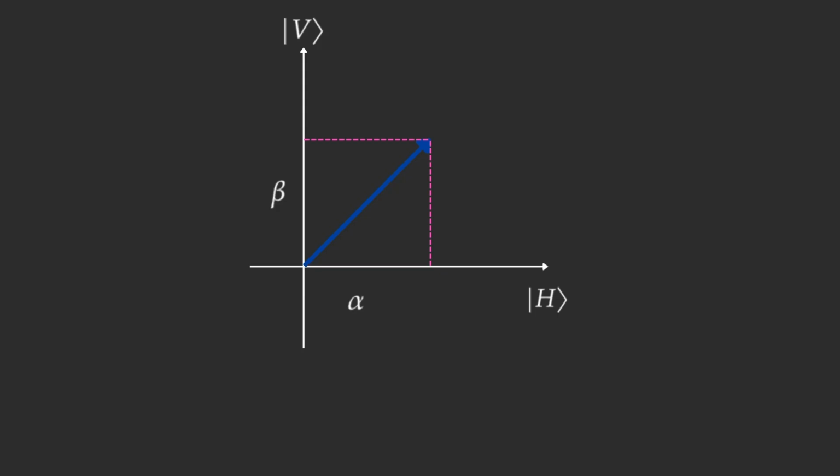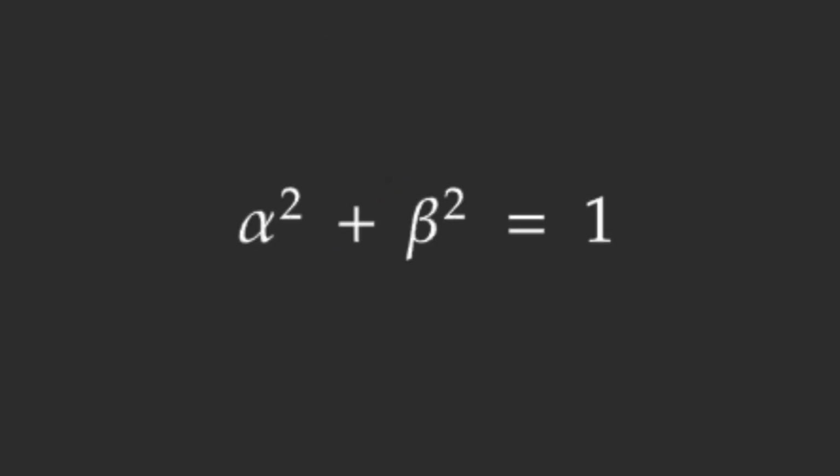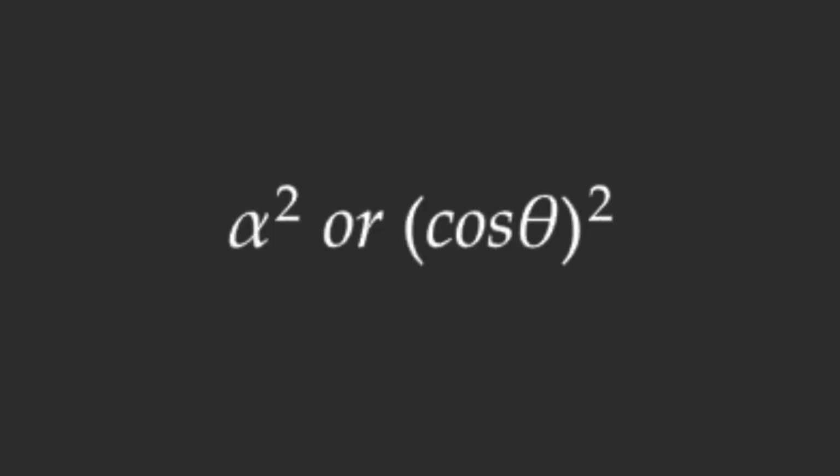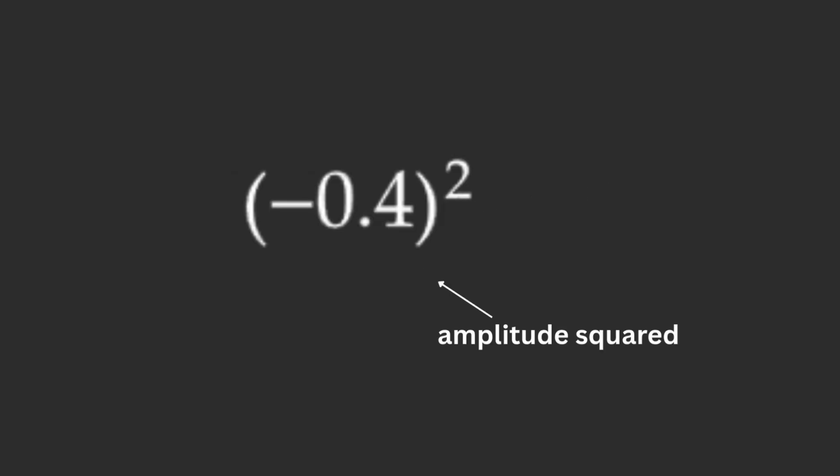In our 2D space, this means the sum of the squares of the horizontal component alpha and the vertical component beta must equal 1, just like the Pythagorean theorem. Since the amplitude bracket pair H and phi is alpha or cos theta, by squaring it we get alpha squared or cos squared theta. This operation converts the abstract complex amplitude into a real number between 0 and 1, which is the only way a mathematical result can be interpreted as a physical probability.